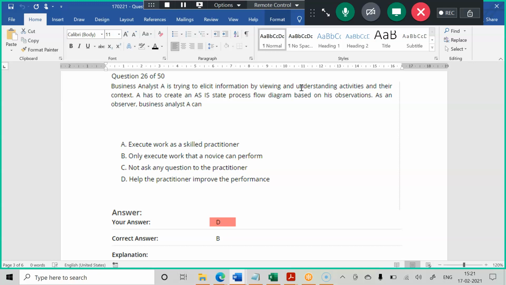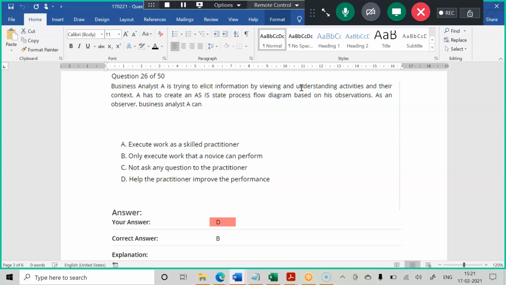Okay, yeah. So this is basically because he is carrying out an observation. He is observing the process. So when you're an observer, you will not be able to do anything more than an experienced person will be able to do, right? Like you're new to the process and you're trying to understand what the activity is and what the context is. You're just trying to observe what the person is doing. So when you're an observer, it's passive observation. You may not be able to perform things that an expert can do with the system. So that's why, as an observer, you'll only be able to execute work that a novice, meaning somebody who is new to the system, can do.